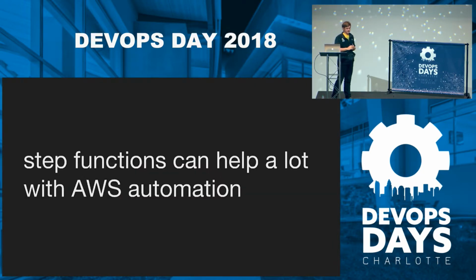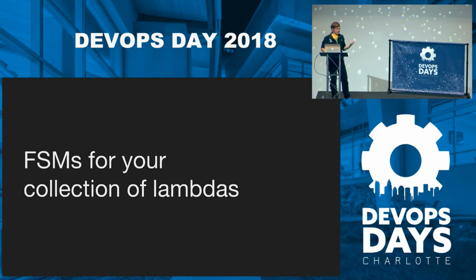On the AWS automation side, I'd recommend looking into step functions. Step functions are a really cool Amazon product that I don't think people use enough. They are essentially finite state machines for your collection of Lambdas. They help you coordinate both making a network of Lambdas together and coordinating to perform some task and doing things like restarts and so on and so forth, and controlling the control flow through some action or some set of actions.